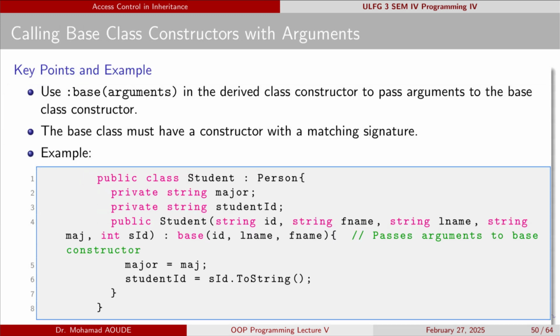Here, the derived class Student receives several parameters, some of which are forwarded to Person. This maintains encapsulation and leverages initialization logic already written in the base class. Again, this is good OOP design, reuse through inheritance, not repetition.